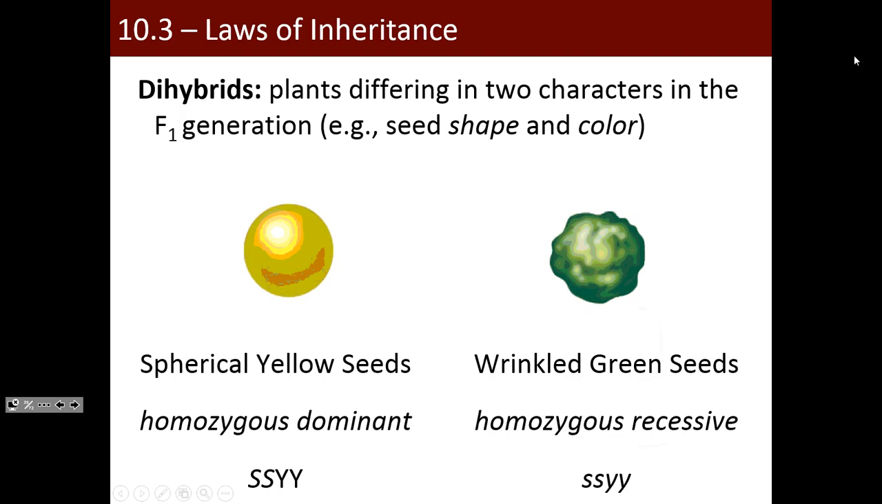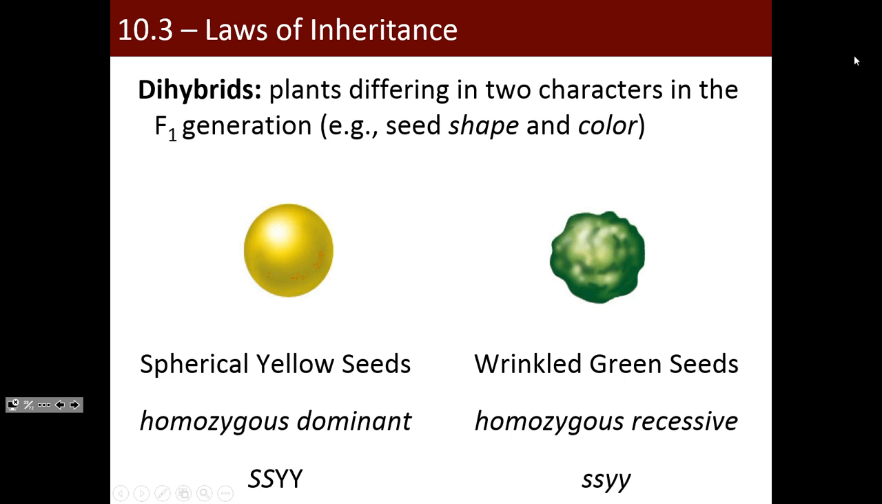We also looked at dihybrid crosses. I want to just really formally and quickly go through dihybrid crosses. A dihybrid is any plant differing in 2 characters in the F1 generation. So in this P example, we have a difference between seed shape and seed color, like in our corn example last week in lab. In pea plants, spherical yellow seeds is the most dominant condition. Spherical or round shape is dominant to wrinkly shape, and yellow is dominant to green.